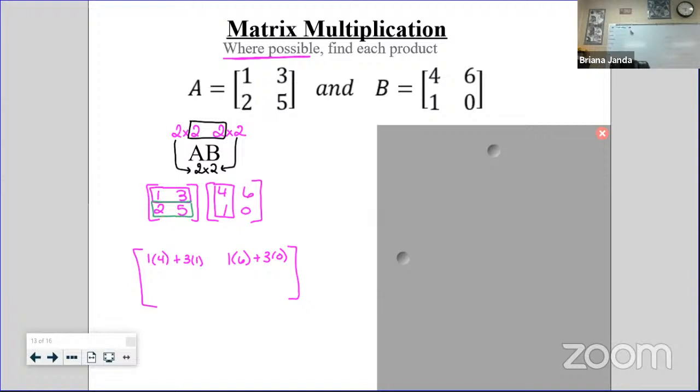Go back to your first column. 2 times 5, 2 and 5 times 4 and 1. First element times first element, 2 times 4 plus second element times second element, 5 times 1.